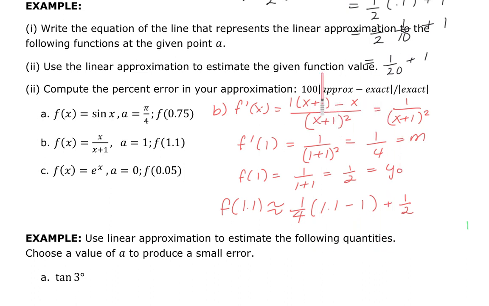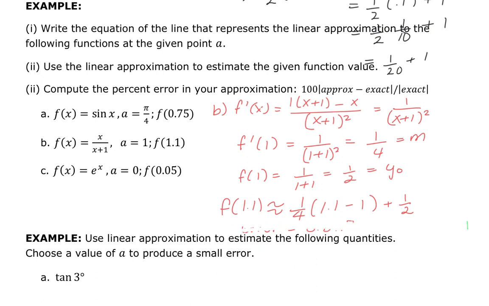Again, to compute the percentage of error, it's 100 times the approximate, this number, whatever it is, minus the exact. The exact is found by putting 1.1 into this original function, absolute value of that, and then divide by the exact. And my percentage of error for mine here ended up being 0.23%. So that's actually a really close linear approximation.